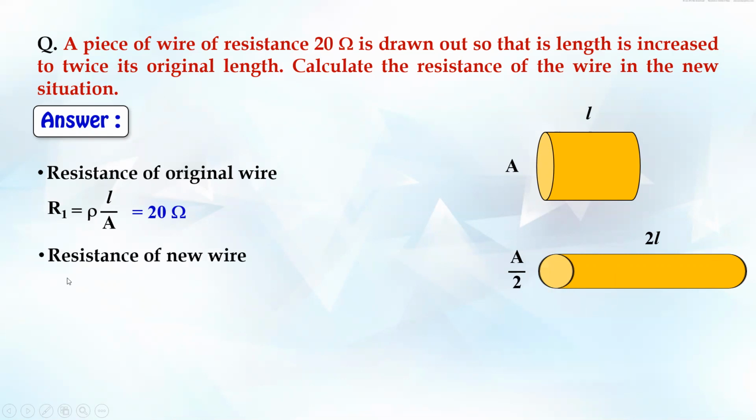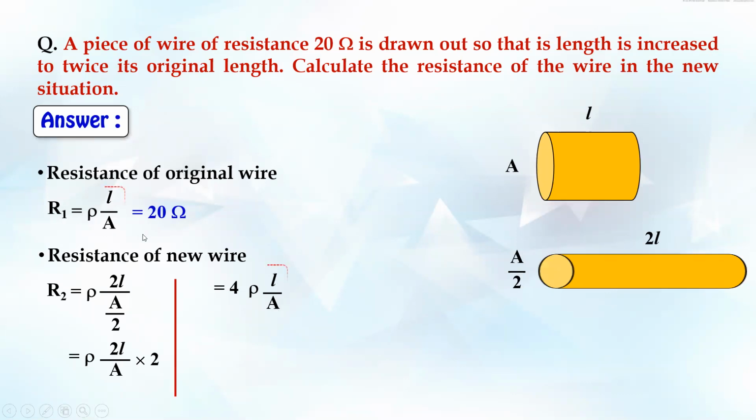I'll take the second wire, the new wire, as R2, which will again be rho L upon A, but in place of L it becomes 2L, and in place of A it becomes A by 2, and this goes in the numerator, so it becomes 4 of rho L upon A, isn't it? And we know rho L upon A is nothing but R1. So R1 is 20, right? Hence 4 into 20, the answer is 80 ohms. So that's how it is done.